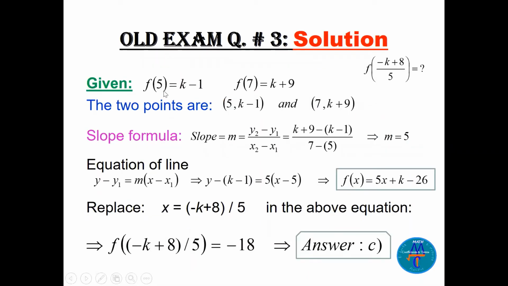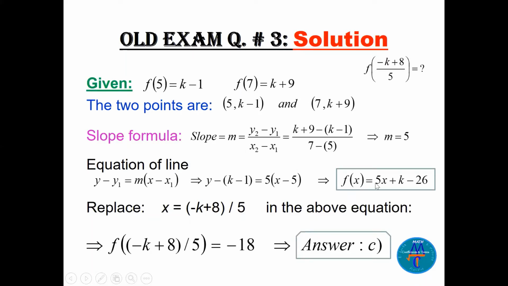So we can make up 2 points on the line here. This is a linear function. So 5, k minus 1, and 7 is the x, k plus 9. Then we find the slope. Okay? So the slope now is m equals 5. You know the formula, y2 minus y1 over x2 minus x1. Then I make the equation here: y minus y1 is equal to m times x minus x1. So I can take this point or this point. So I use the first one here.